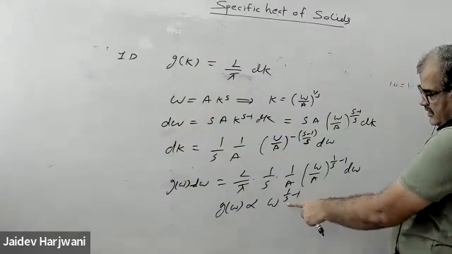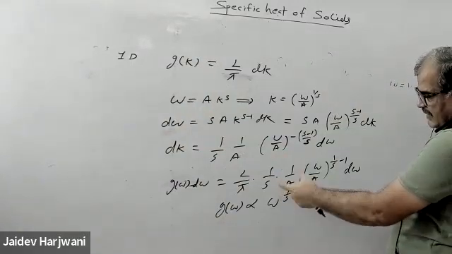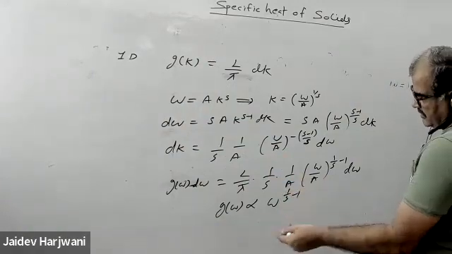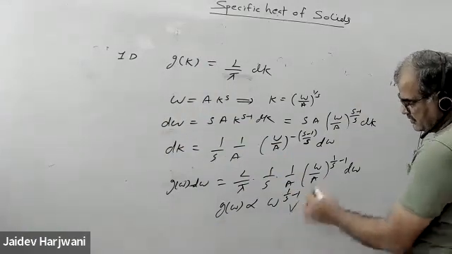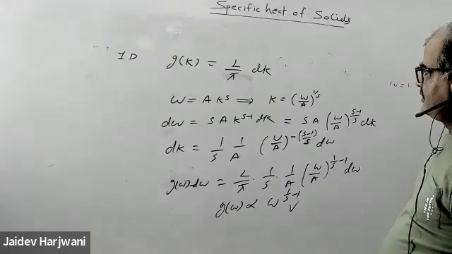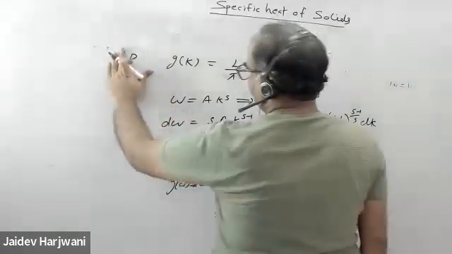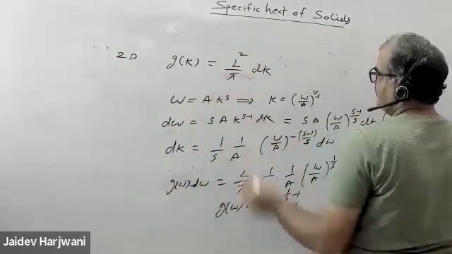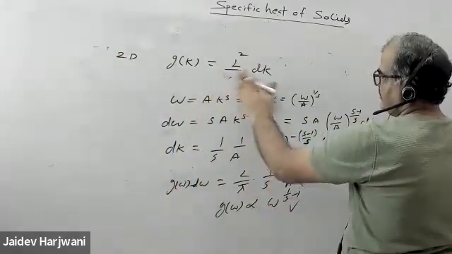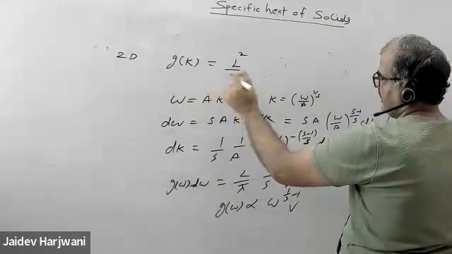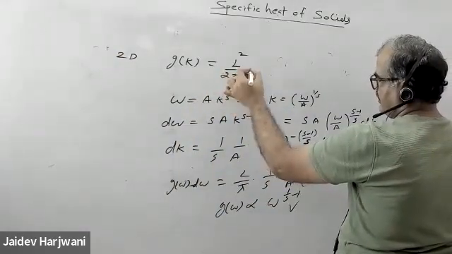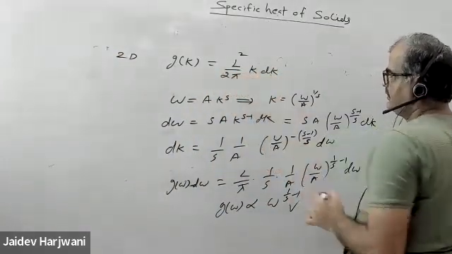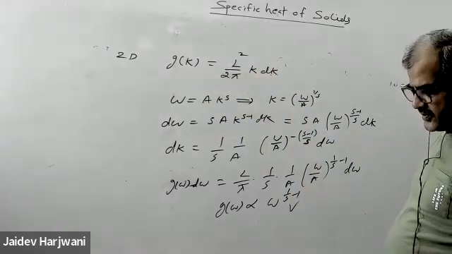Now you can check: if s equal to 1, then the omega power should be 0. So this is the correct expression. This is for 1D. Now we do the same for 2D. In the 2D case, instead of L we have L square. What is the relation for 2D? Anyone? L square by 2 pi square k. Is that the correct expression?